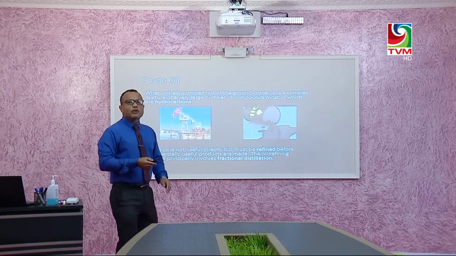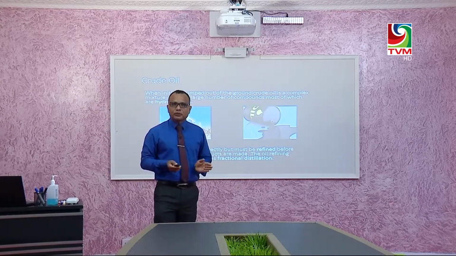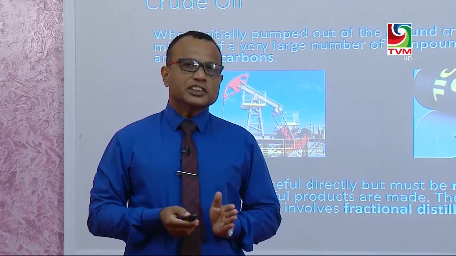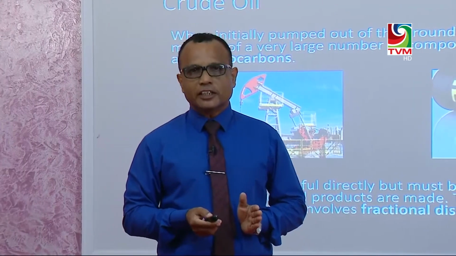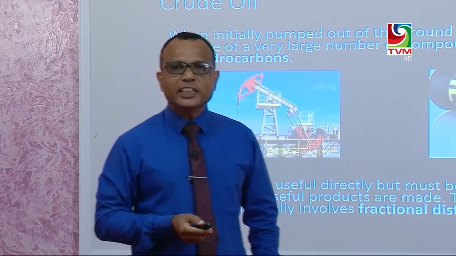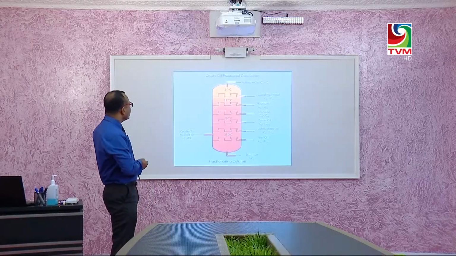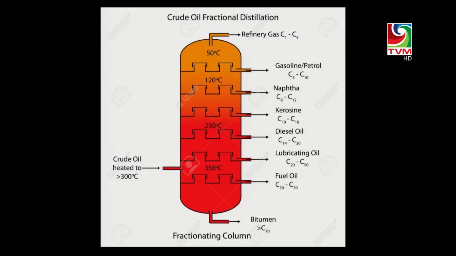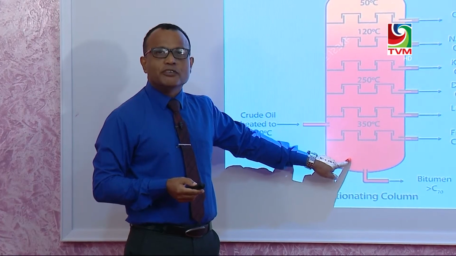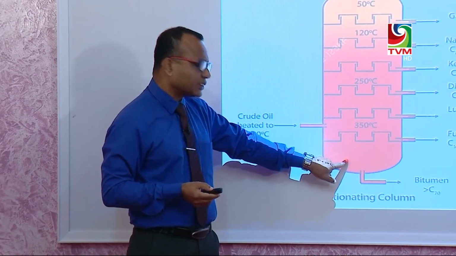So we don't have any use for crude oil itself unless it is refined at an oil refinery. Crude oil is refined by using fractional distillation. This diagram shows the fractional distillation of crude oil. Crude oil from the oil well is pumped into a fractionating column where the temperature at the bottom is about 400 degrees Celsius.